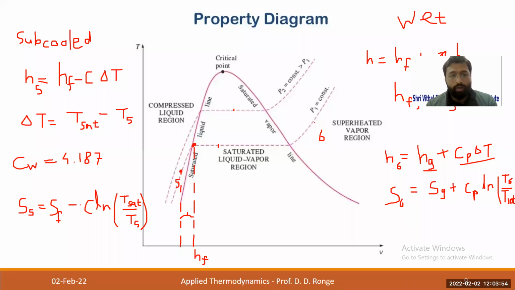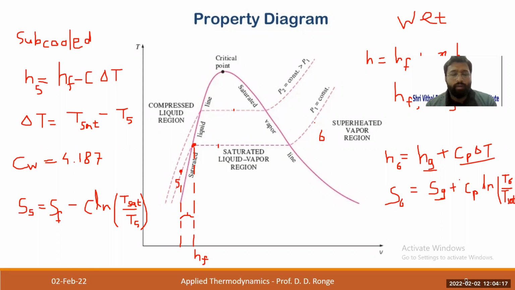Entropy formulas are different. Entropy of subcooled liquid is SF minus C into log T sat divided by T5, or that point where we are interested. For superheated, entropy will be entropy of dry saturated plus Cp log T6 by T sat. Point 6 is in the superheated region.